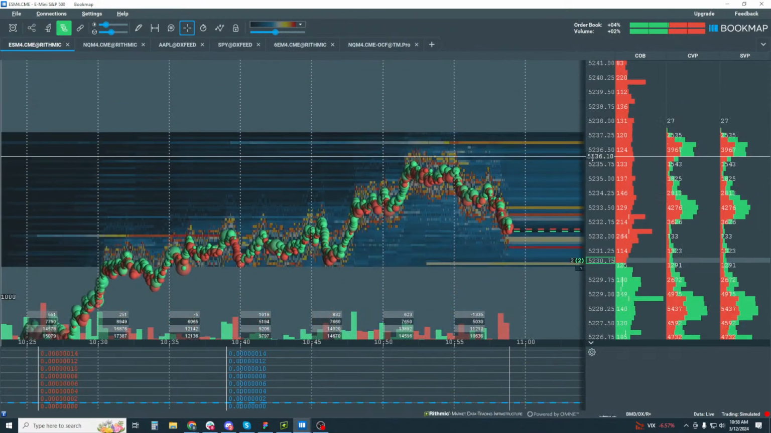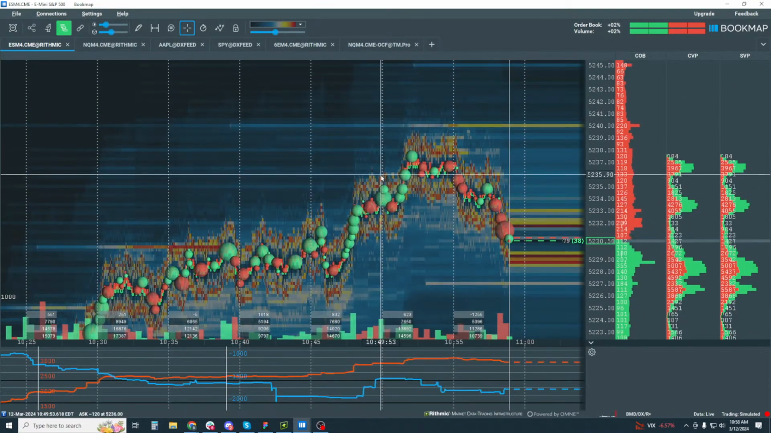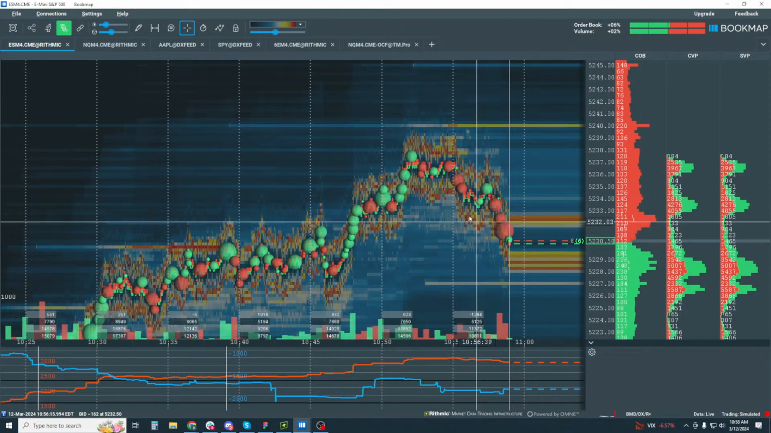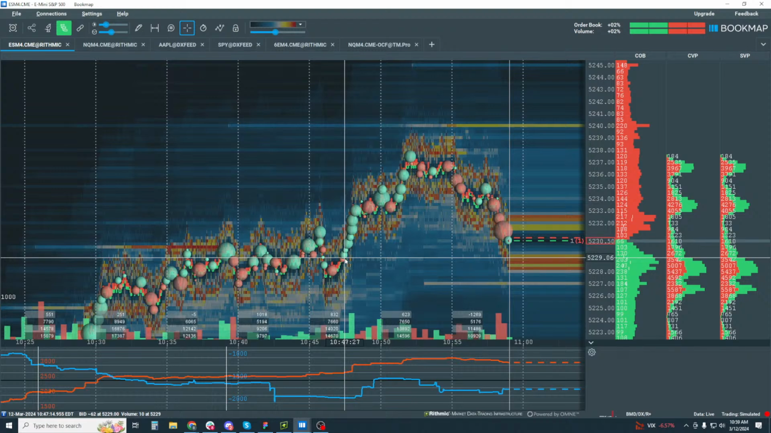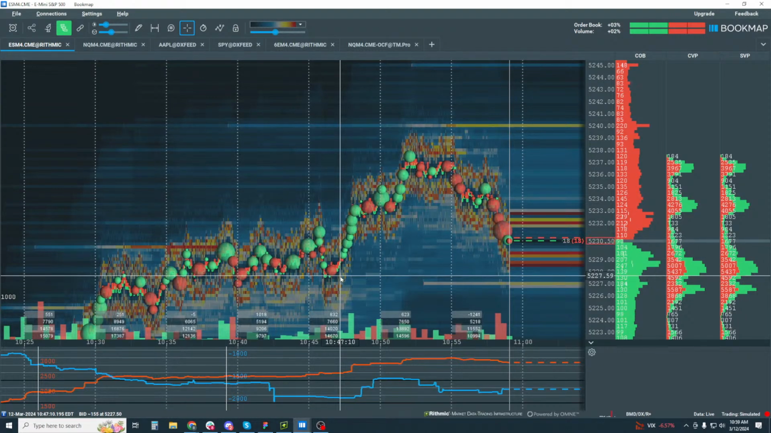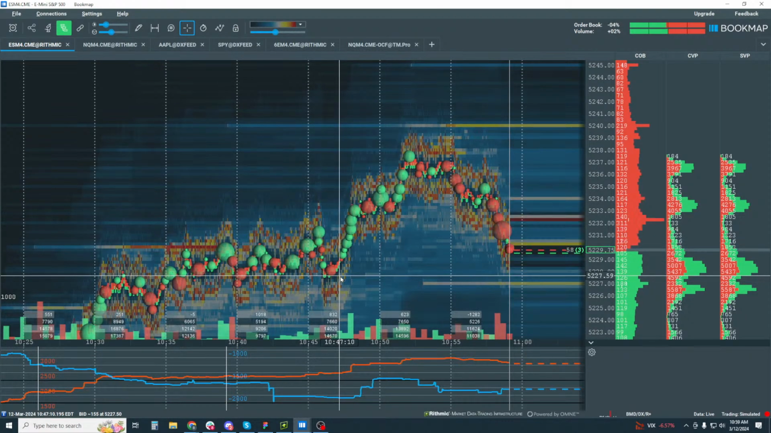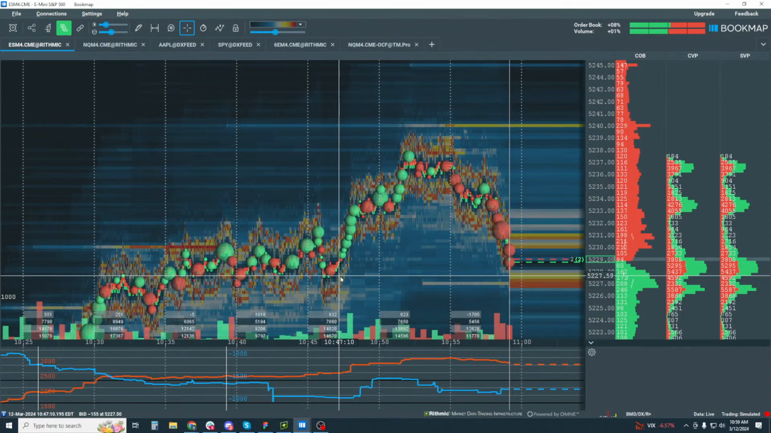Okay, well, we're getting our answer here. A lot of selling is starting to come in. So we're looking for them to continue back down to 29, and then it looks like we can come back down and test this 27 here as well.